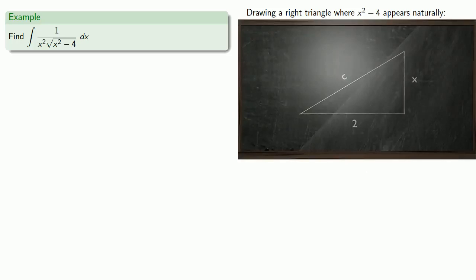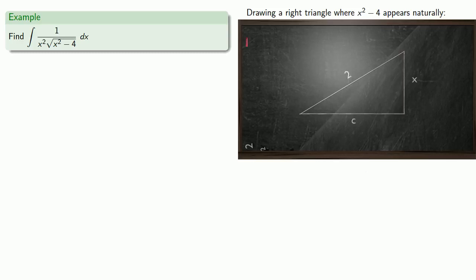Setting up our Pythagorean relationship, making x and 2 the lengths of the legs of the right triangle does not give us a right triangle where x squared minus 4 appears naturally. So let's switch which sides have which lengths. For example, we might make our hypotenuse have length 2.